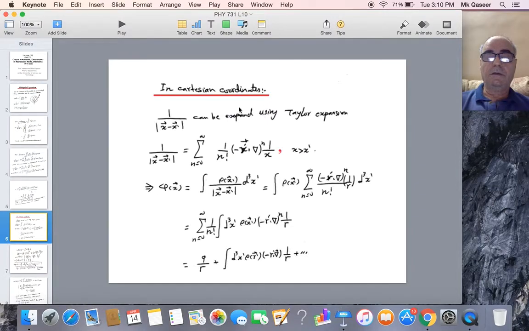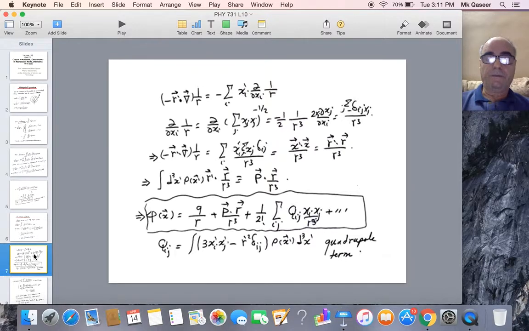In Cartesian coordinates, we have to expand 1 over |x minus x prime| as a Taylor expansion. So doing so, we get this expression. This is the Taylor expansion. For n equals 0 it gives you the first term, the monopole term. The second term gives the dipole term. The third term gives the quadrupole term, and so on.